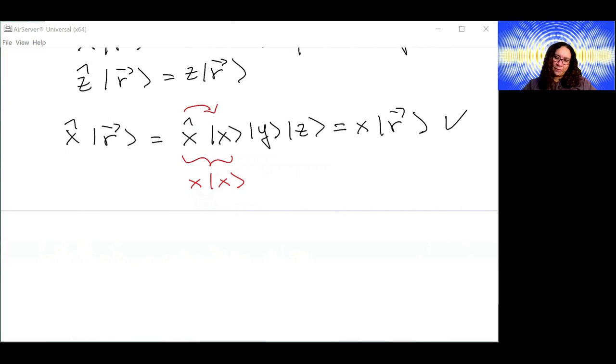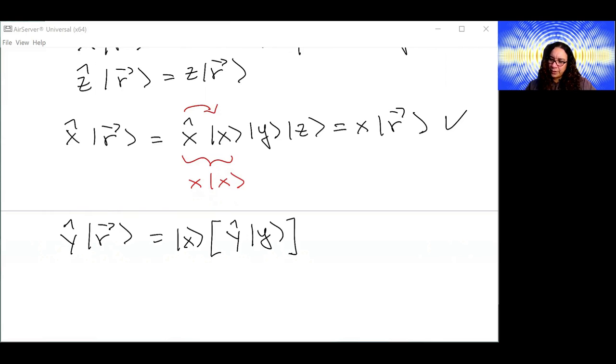Which means that this is going to give me x r, which proves the claim. Can do the same for Y. So if you have this, you're going to have x. Now you act this on the subspace spanned by the y vectors. So you get y r, and you can show that the same is going to hold for Z, with the point that you apply it then onto z. So this does hold.